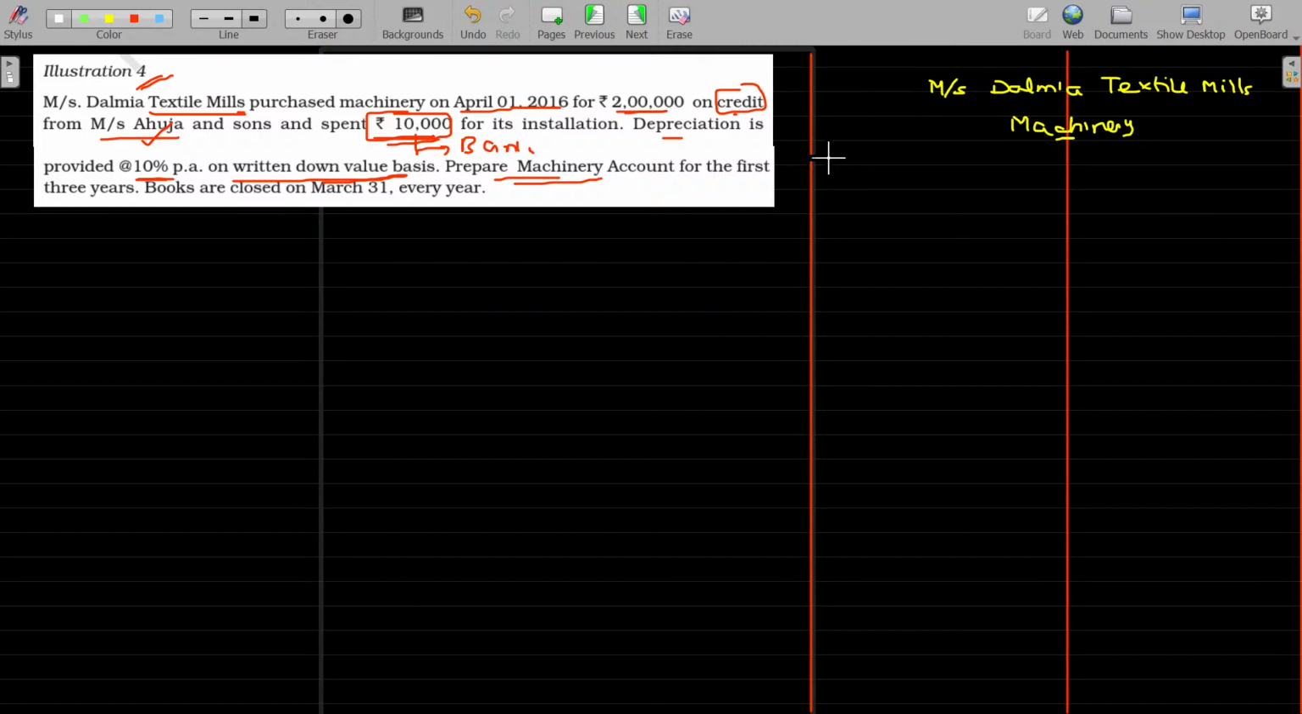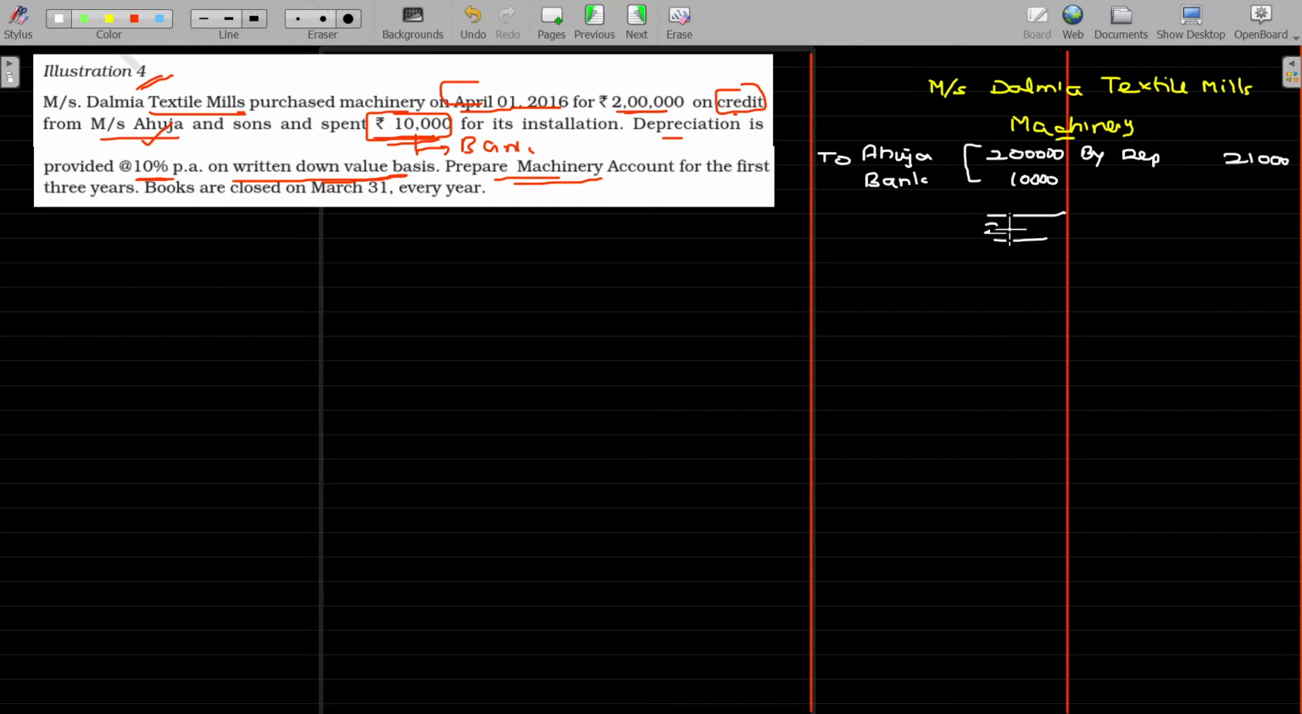To Ahuja, 2 lakhs. I assume at least that installation charge is immediately paid, to bank. Depreciation will be provided on this value, 2 lakhs 10,000. The depreciation is provided by the end of first year, because the very first year it is used completely. From 1st April onwards it is completely used. So depreciation is charged at the rate of 10%, being 21,000.